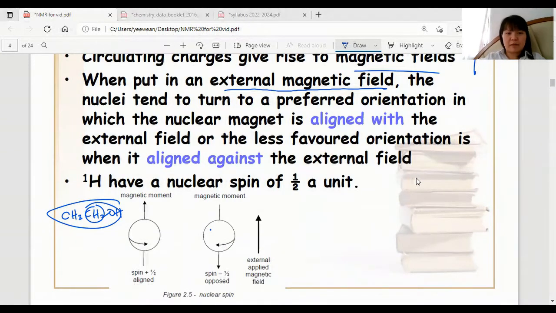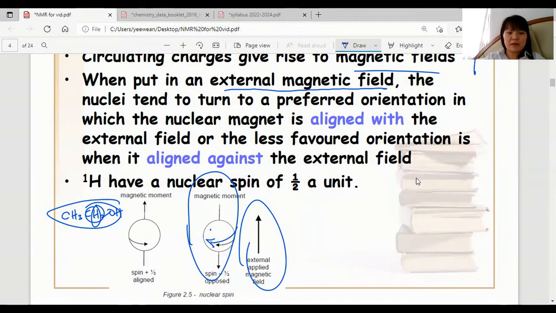So now there's the magnetic moment from the proton itself and also from the instrument. The spin will either spin this way or this way, in opposite directions to each other. One of them will align with the external field and the other one will be aligned against this external field. Each of them has a half unit.